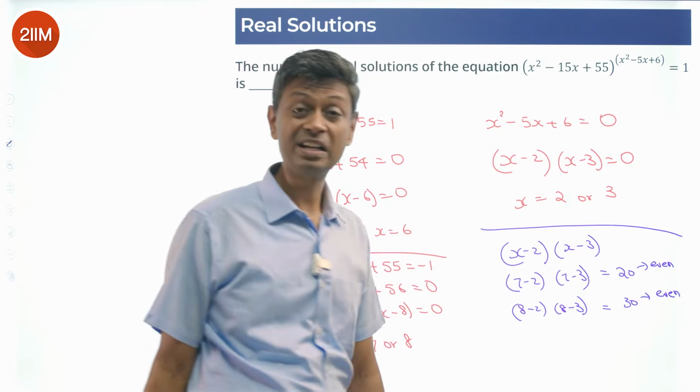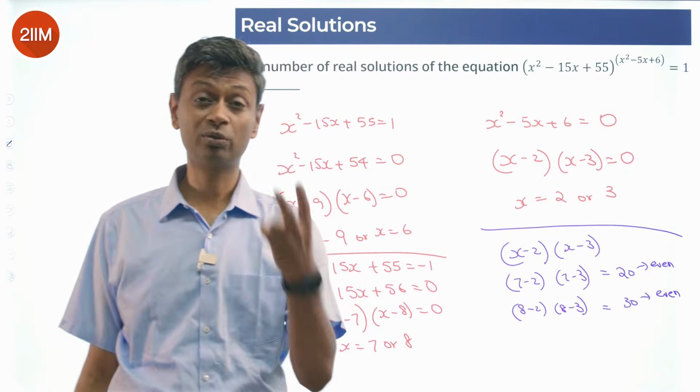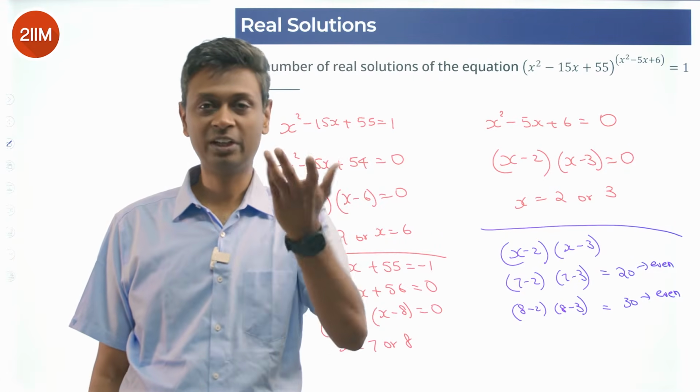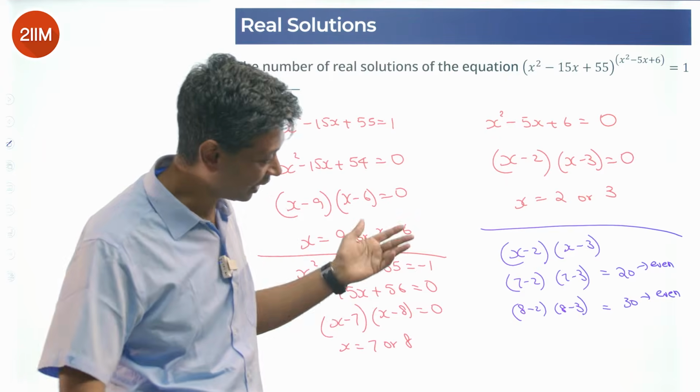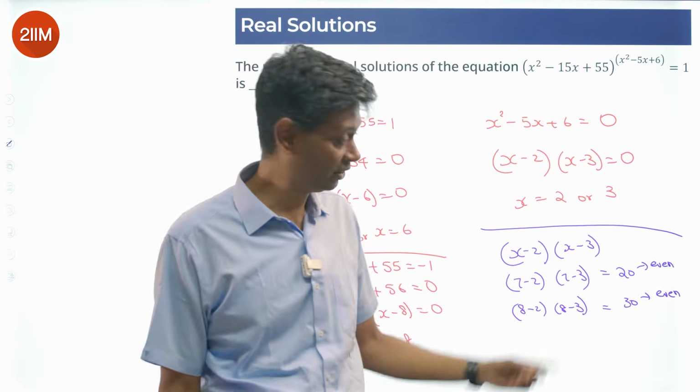Whenever x is an integer, (x minus 2) into (x minus 3) is the product of two consecutive integers. One even, one odd, so the product will be even. I don't have to really do this, but hey, even if I do, this works.